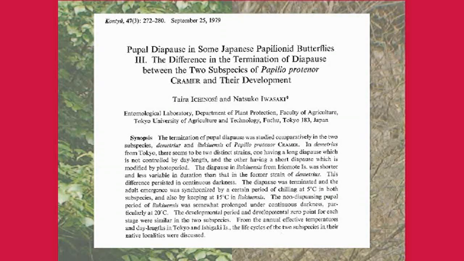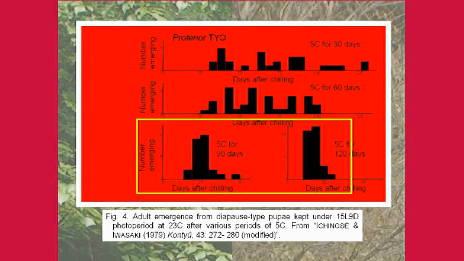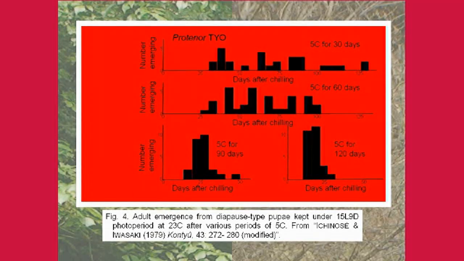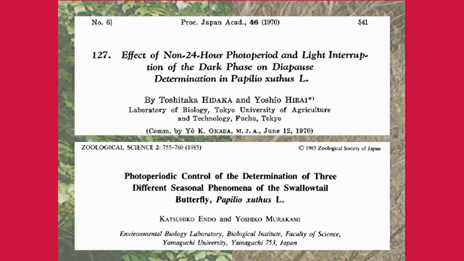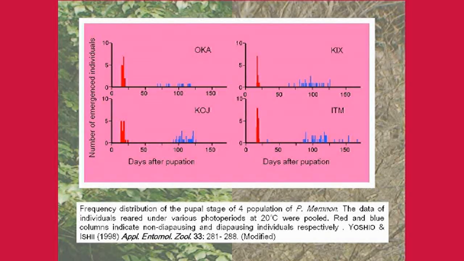Furthermore, Achinos and Iwasaki conducted a similar experiment with Papilio protenor, and showed that Papilio protenor from Tokyo also emerged when it was allowed to spend 90 days or more at 5 degrees. Regarding Papilio xuthus, Hidaka and Hirae, and Endo and Murakami also published research results on photoperiodism and dormancy induction using this species. In addition, Yoshio and Ishii published a paper comparing the number of days until emergence of Papilio memnon populations living in different latitudes.